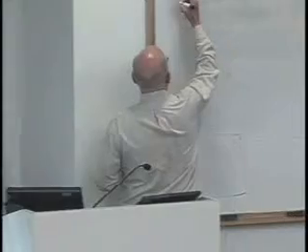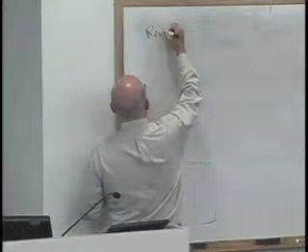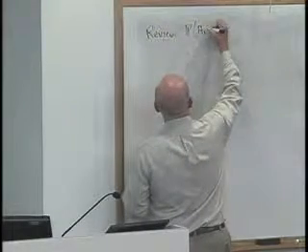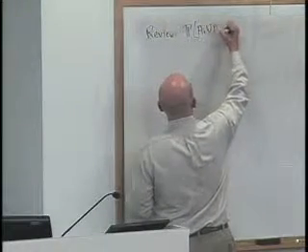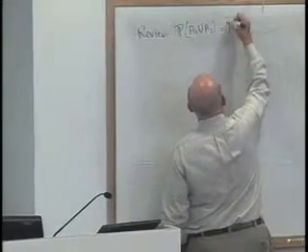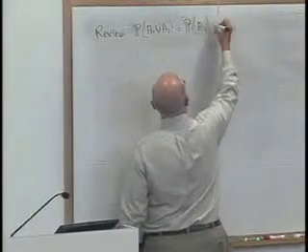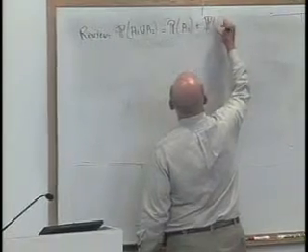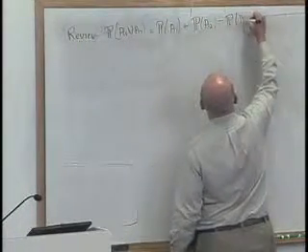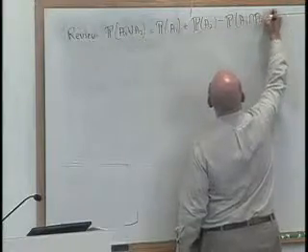So here's what I proved last week. The probability of the union of 2 events, not necessarily disjoint now, is equal to the probability of the first plus the probability of the second minus the probability of their intersection.